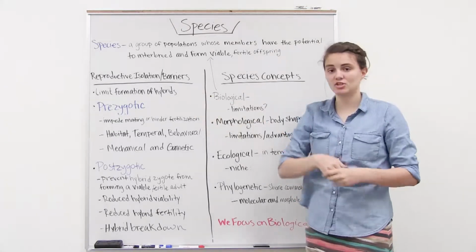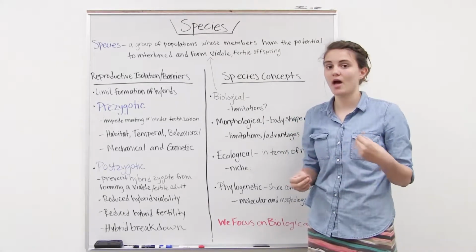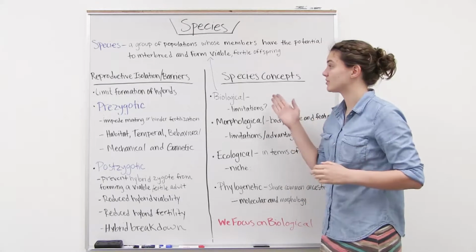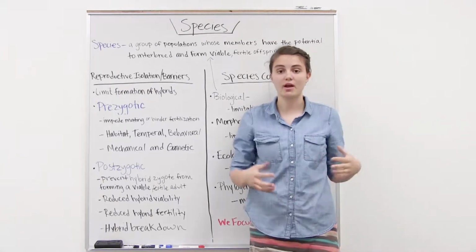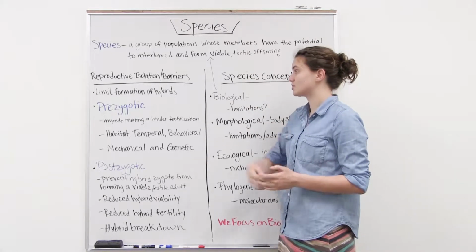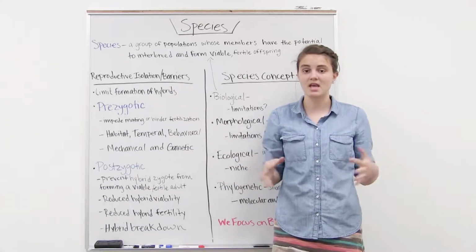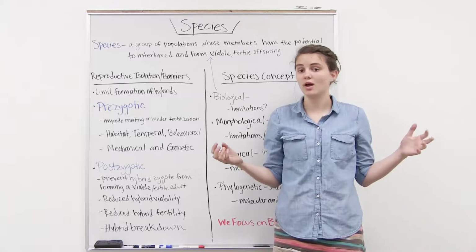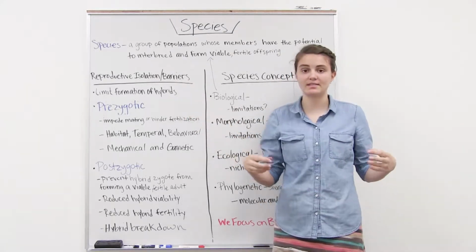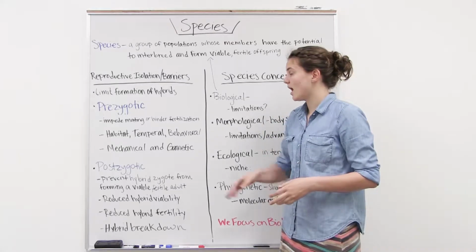So because of this definition, it brings up some questions of what is reproductive isolation and the barriers that prevent different species from effectively producing viable, fertile offspring. So that's just reproductive isolation, any barrier that is going to prevent the formation of hybrids. So hybrids are just a mix of two species.